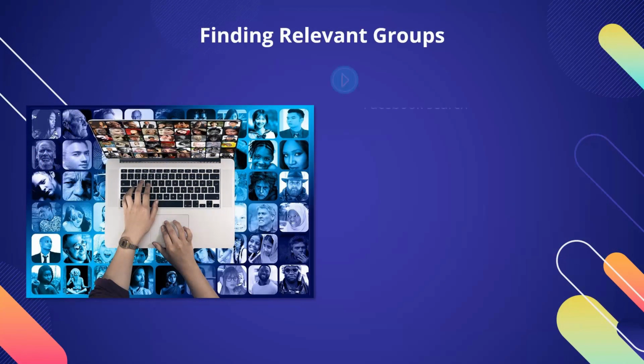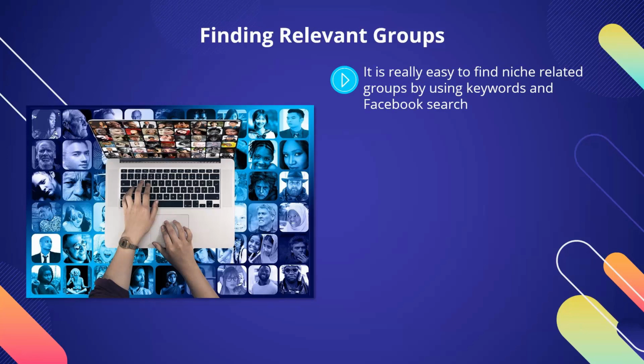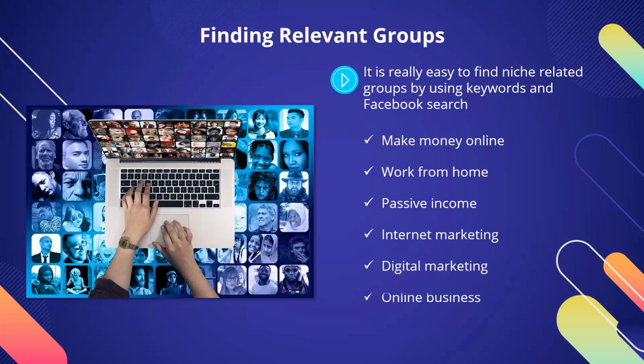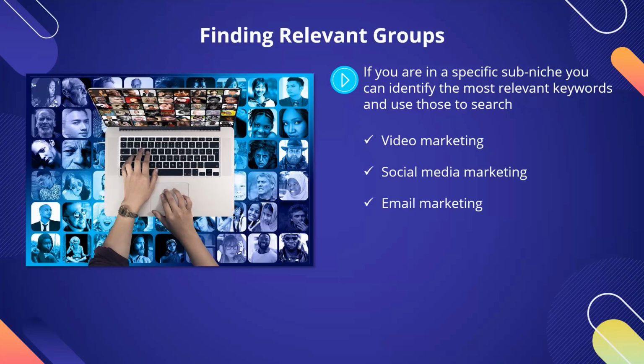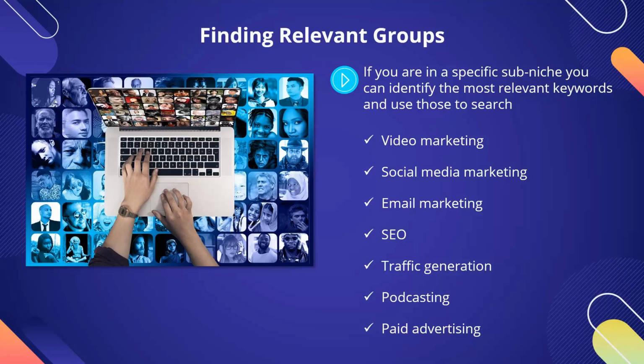Finding relevant groups. It is really easy to find niche-related groups by using keywords in Facebook search. So if you are in the Make Money Online niche, then just enter terms that are relevant, such as Make Money Online, Work From Home, Passive Income, Internet Marketing, Digital Marketing, Online Business, Online Entrepreneur. If you are in a specific sub-niche, you can identify the most relevant keywords and use those to search. Here are some examples: video marketing, social media marketing, email marketing, SEO, traffic generation, podcasting, paid advertising.